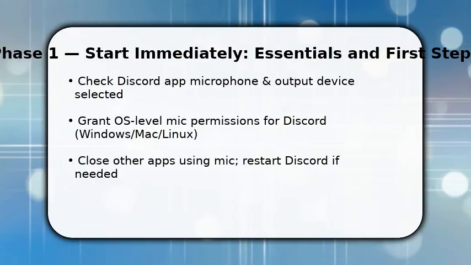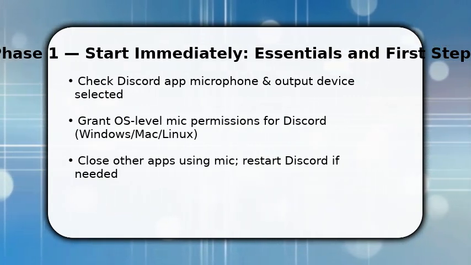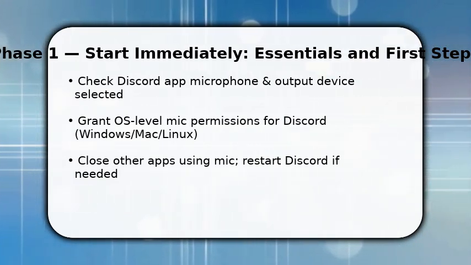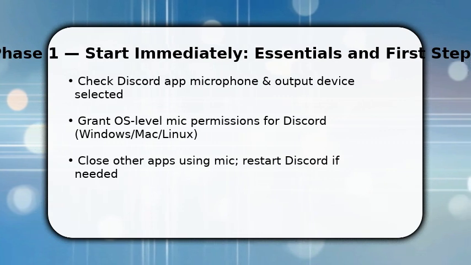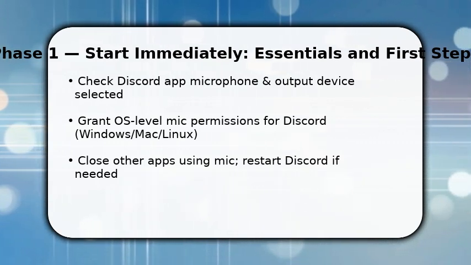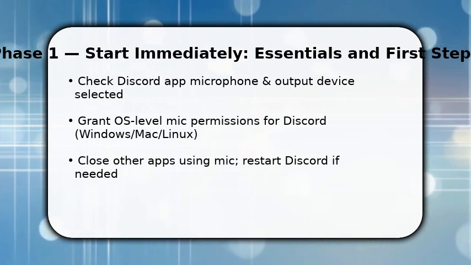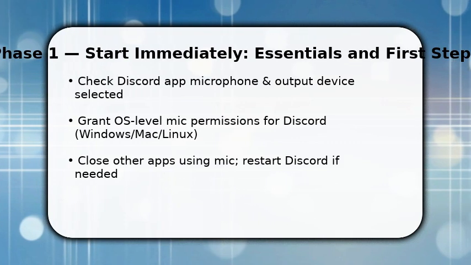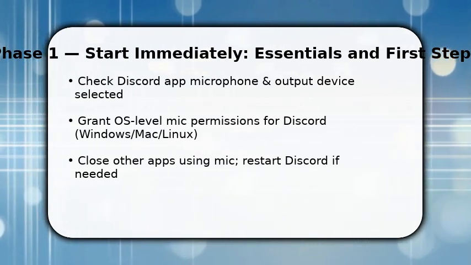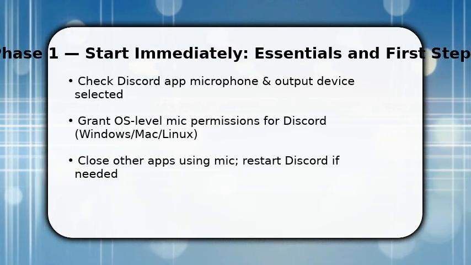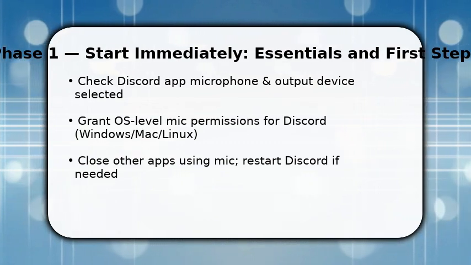You'll start by confirming permissions and device selection so audio can flow. Open user settings, choose voice and video, and pick your input and output. This ensures Discord targets the right hardware. Once done, make sure your operating system has granted mic access to Discord. Without that, nothing reaches. Also, quit video callers or DAWs that lock the mic, because exclusive usage blocks Discord. Restart the app to apply changes. This clears many transient issues.